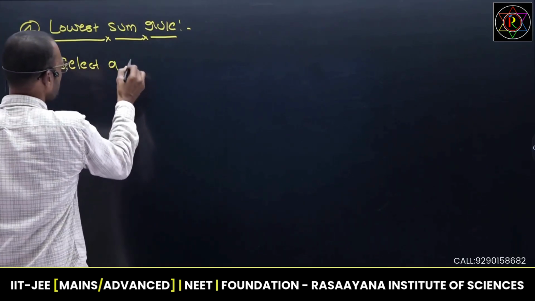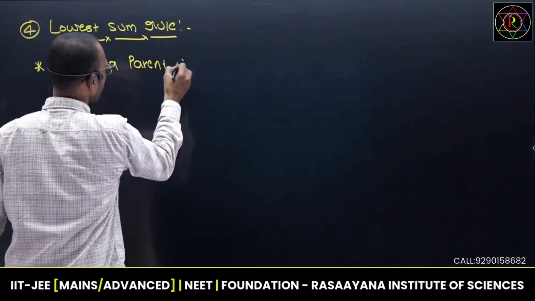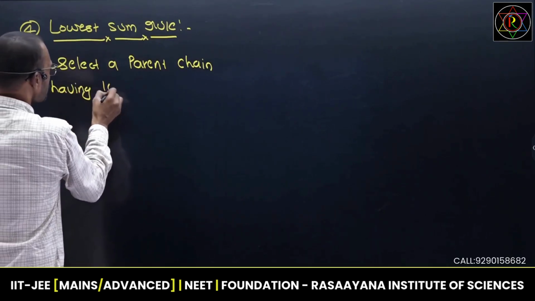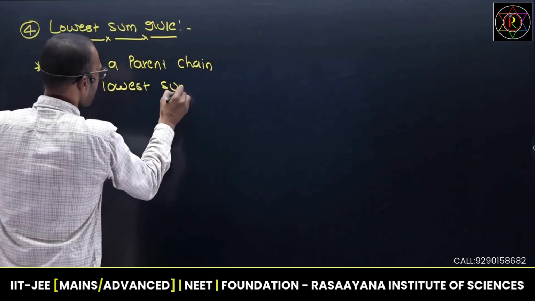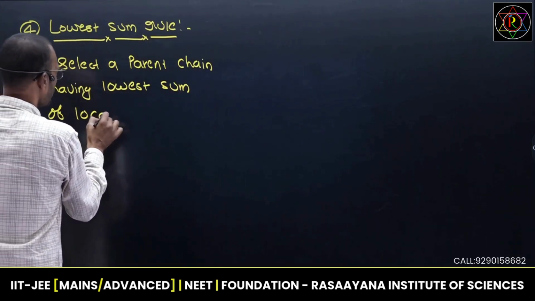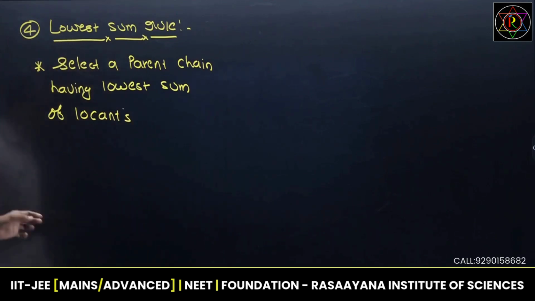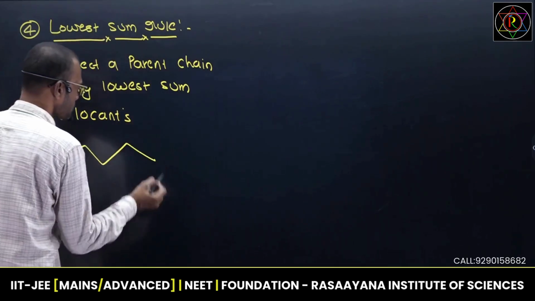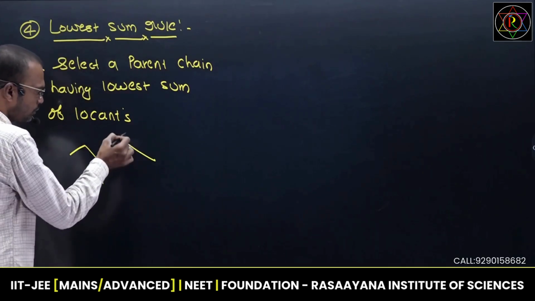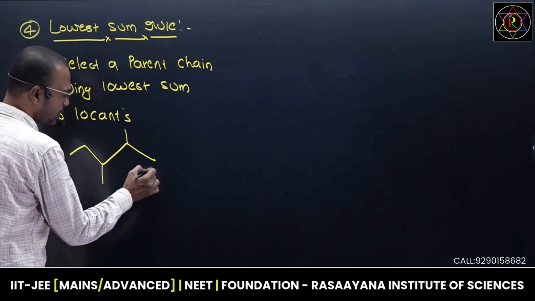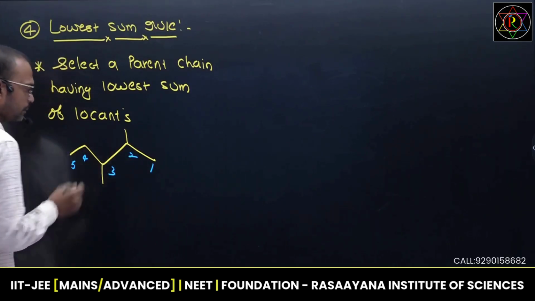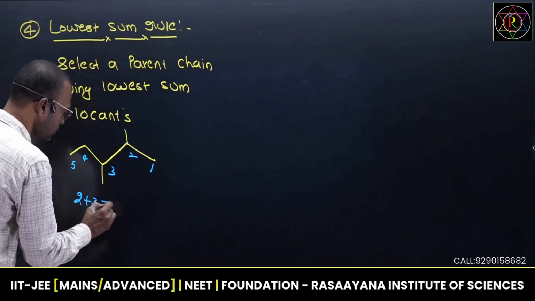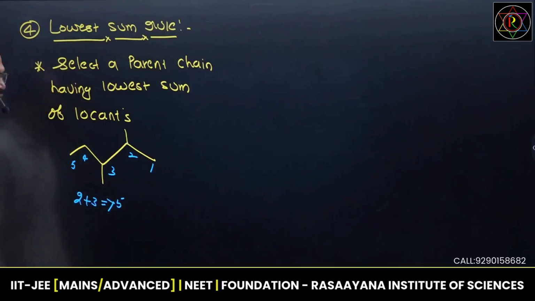C. Select a parent chain having lowest sum of locants. Lowest sum of locants is also nothing but substitutions; locants and substitution positions are the same. So what is this rule saying? See, if more than one substitution is present, here one substitution is present. If I give numbering from here 1, 2, 3, 4 and this is 5, now what is the position of substitution? 2 and 3. So this 2 and 3 is equal to 5. This is possible. Next, one more direction.